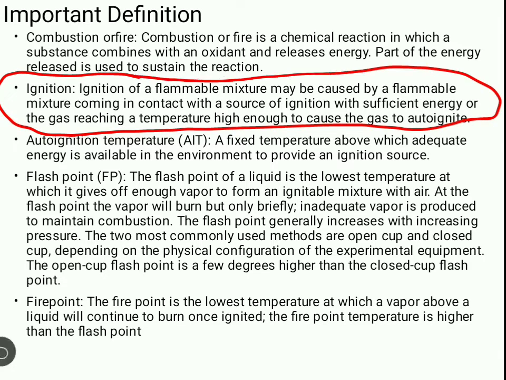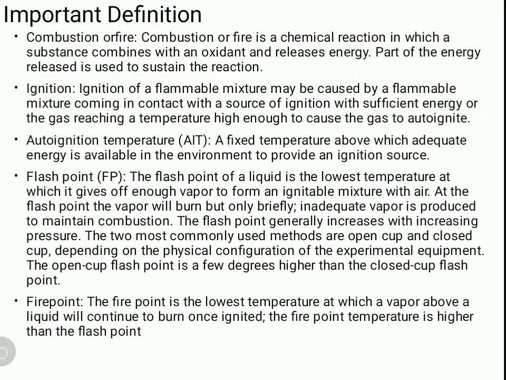Important definitions for studying the fire and explosion type of accident. Ignition is nothing but a small energy source given to the reaction mixture. From the actual definition, ignition of a flammable mixture may be caused by the flammable mixture coming in contact with a source of ignition with sufficient energy, or a gas reaching a temperature high enough to cause it to auto ignite.